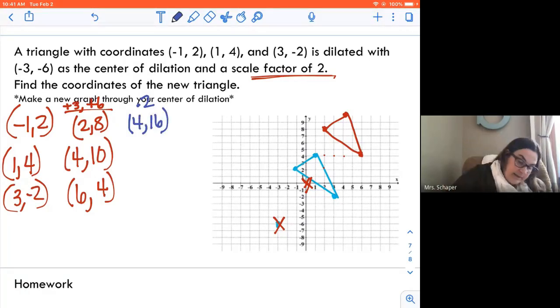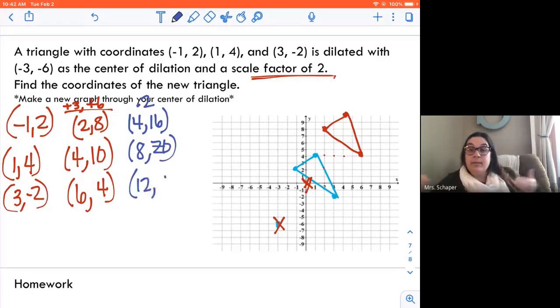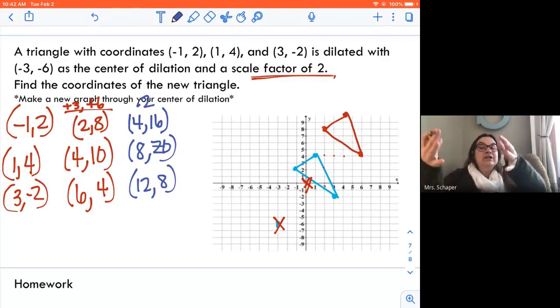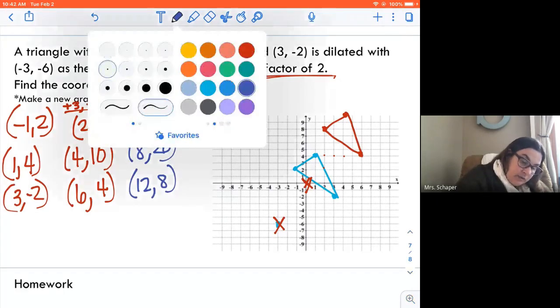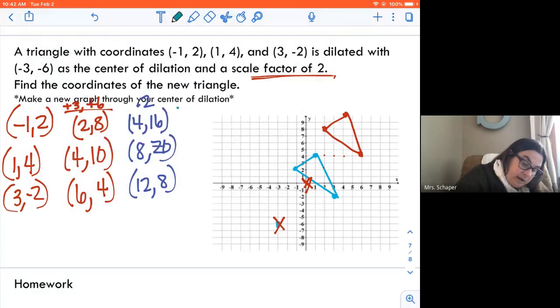I'm doubling it. 2 times 4 is 8. 2 times 10 is 20. And then 2 times 6 is 12. 2 times 4 is 8. So I'm doubling all of those pieces. Now my last step is I need to shift it back down so the center of dilation is back down to -3, -6. So this last step is going to require me to subtract 3, subtract 6.